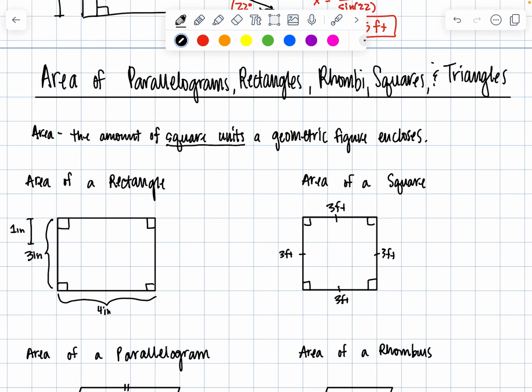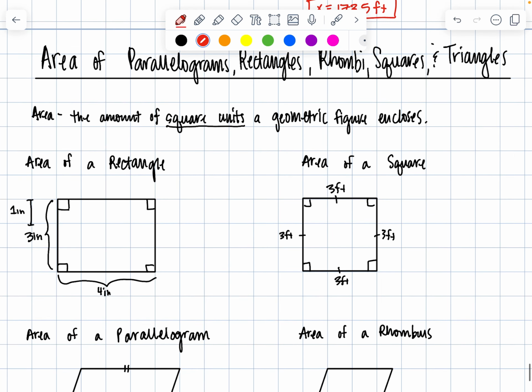And if you notice, we're actually starting off with a rectangle as opposed to a parallelogram. Why a rectangle? It's because when you have 90-degree angles, it's actually easy to calculate the number of squares that fit inside of it. So if you're looking at this rectangle, we could literally count: 1, 2, 3, 4, 5, 6, 7, 8, 9, 10, 11, 12 squares inside of it.